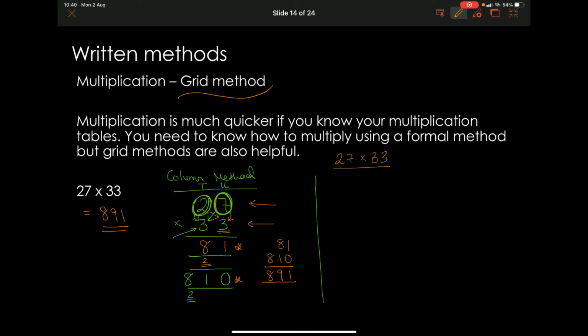So instead of writing it like this, we do 27 times 33. Okay, so I've split 20 and 7 up into two tens, or 20 and then 7, and then 33 as in 30 and 3 units. Okay, and what we're going to do is we are going to multiply each section together.